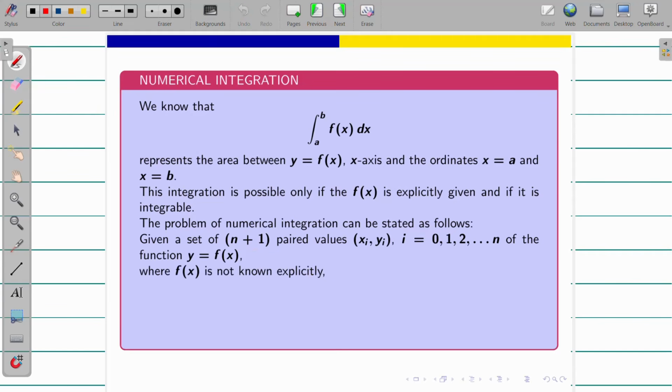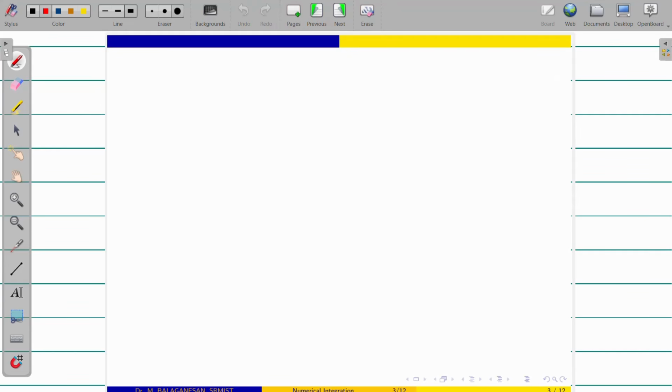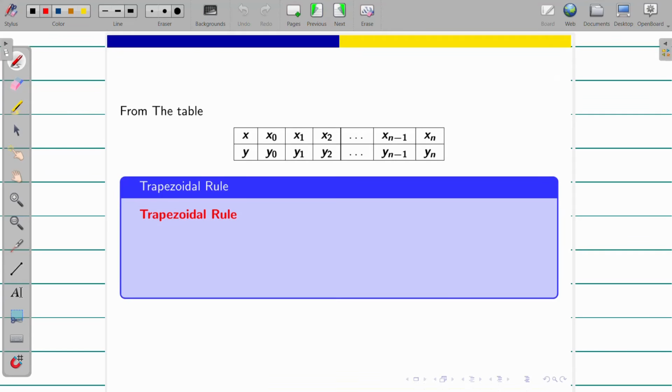Then what about the integral? The lower limit will be x naught, the upper limit will be xn, and f of x is nothing but y, with respect to x. So this is what we are going to do here. Coming to this part, this is the table. The x values are x naught, x1, x2, etc. up to xn, and the y values are y naught, y1, y2, etc. up to yn.